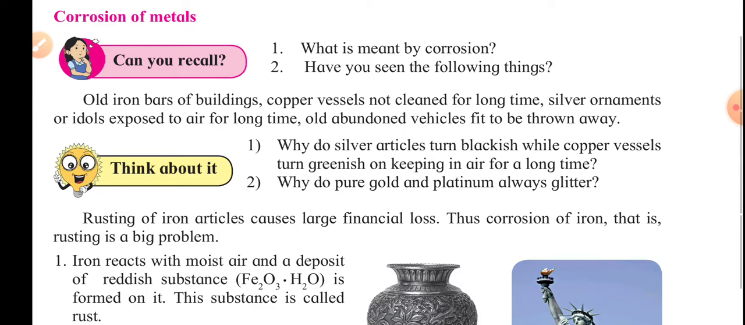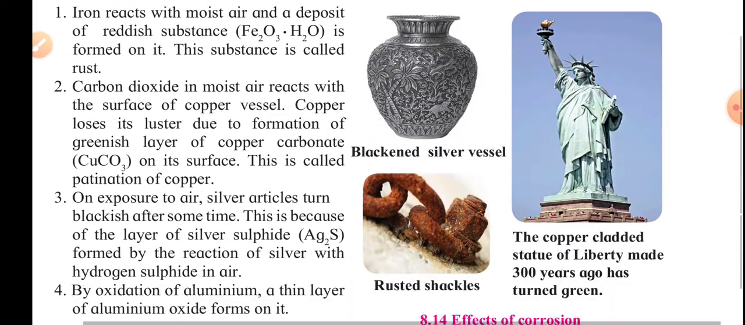The best example I can take here for the corrosion of metals is nothing but the rusting of iron. You might have observed that if an iron object is left for a few days, a reddish layer gets formed on the iron material. That is nothing but the rusting of iron, and that reduces the life of that particular metal.